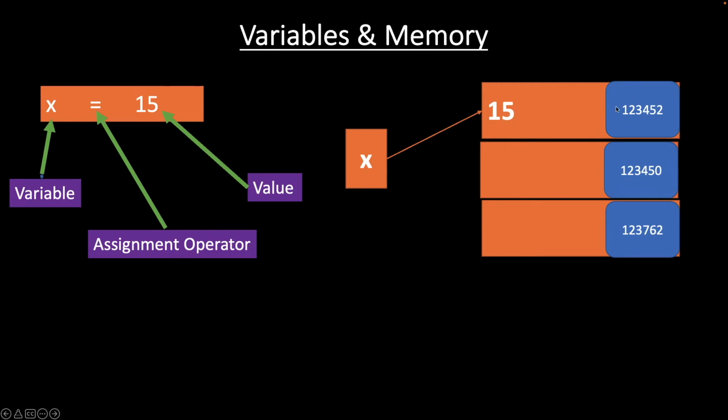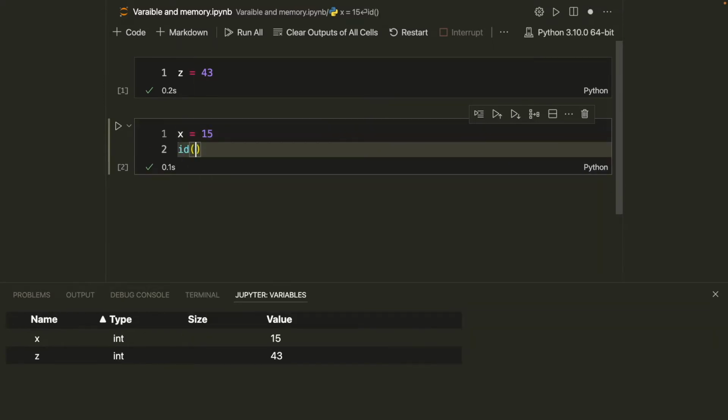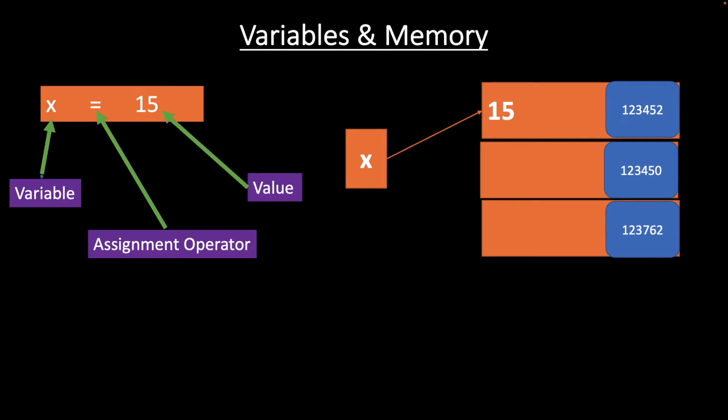So how do we check the memory address of any value in Python? For that, we have an id function in Python. So let's write id(x). So this is the memory address of this variable x, and we can reassign this variable to another value also.